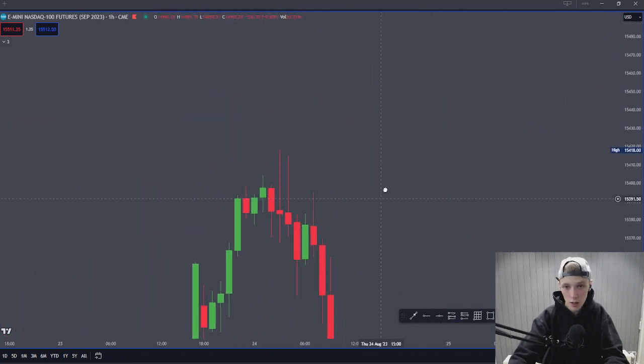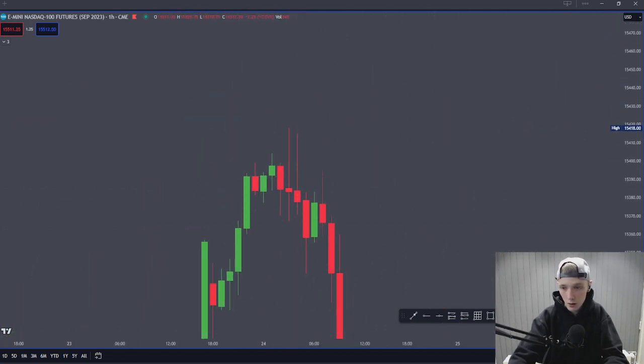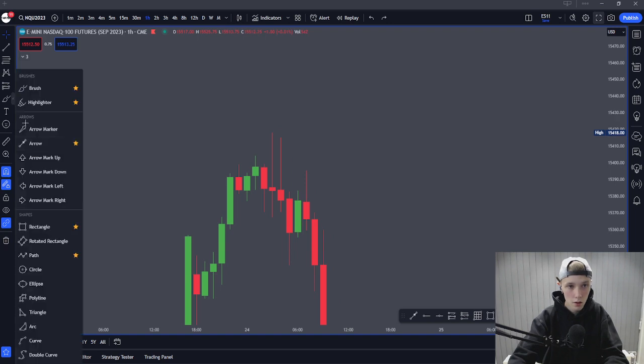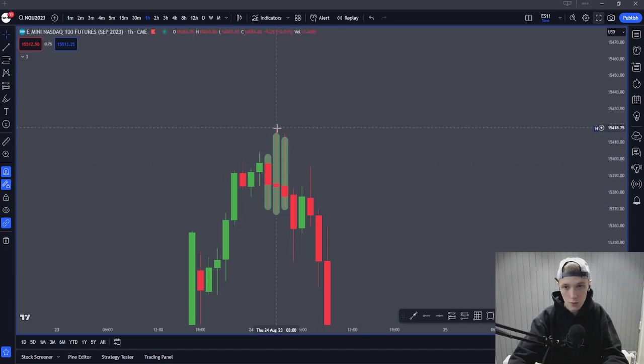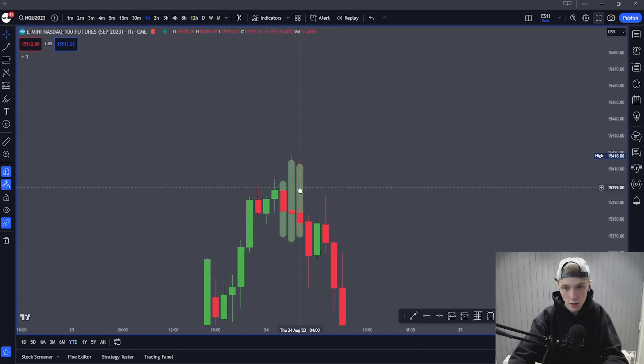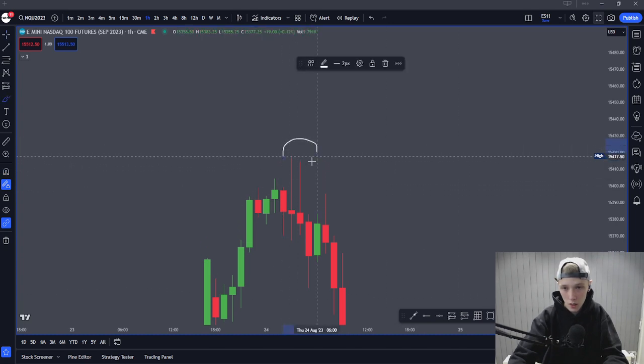But a swing high is when a candle makes this thing, right? Actually, let me use a highlighter. So it makes this candle, then it makes this candle, and then it makes this candle. You see how this wick is a lot higher than these two, right? So that would make this one a swing high.